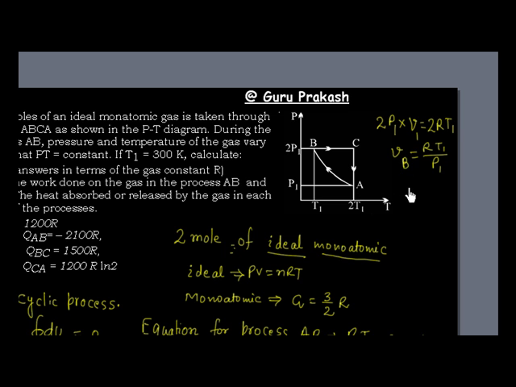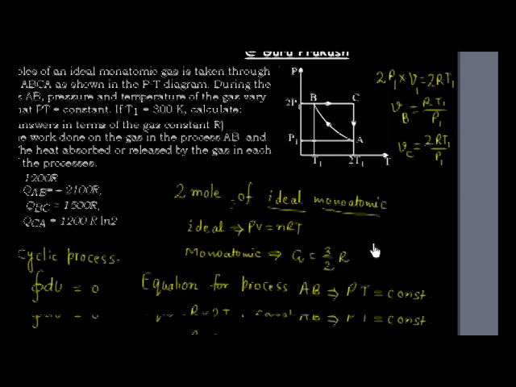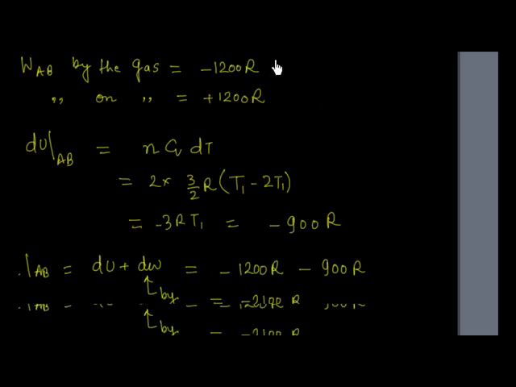Are you getting it? Similarly, we can calculate the volume at C. What will be the change? The only thing is, in place of T1, we will have 2T1. This is the only change. So analogically I can write the volume at C. So this will be R, and in place of T1 I have to write 2T1. So this becomes 2RT1 by P1. So what is the change in volume? Simply 2RT1 by P1 minus RT1 by P1. So this becomes RT1 by P1. This is the change in volume, RT1 by P1.